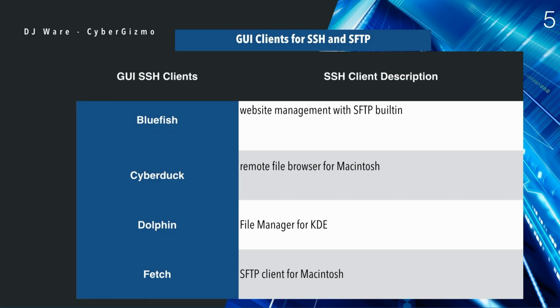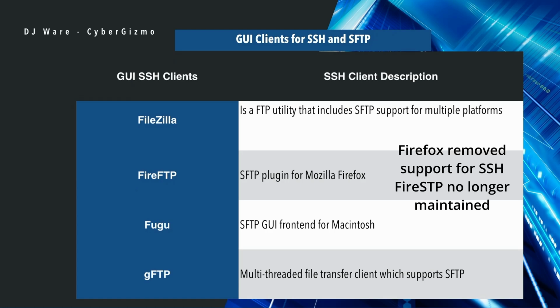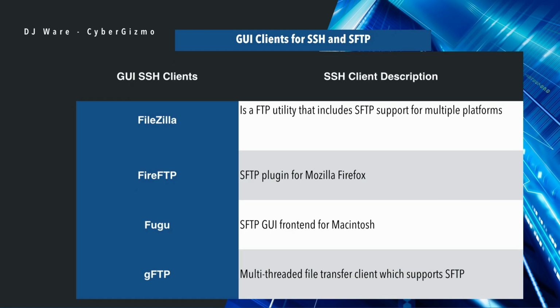Fetch is an SFTP client for Mac. Been around a long time. FileZilla is an FTP utility that includes SFTP support for multiple platforms. It's been around a long time, on Windows, Mac OS, Linux, and there is a commercial version of that as well. FireFTP is an FTP plugin for Mozilla Firefox. It's been around a long time as well. I believe Waterfox has FireFTP built in. Now Mozilla doesn't. You have to install the extension if you want it.